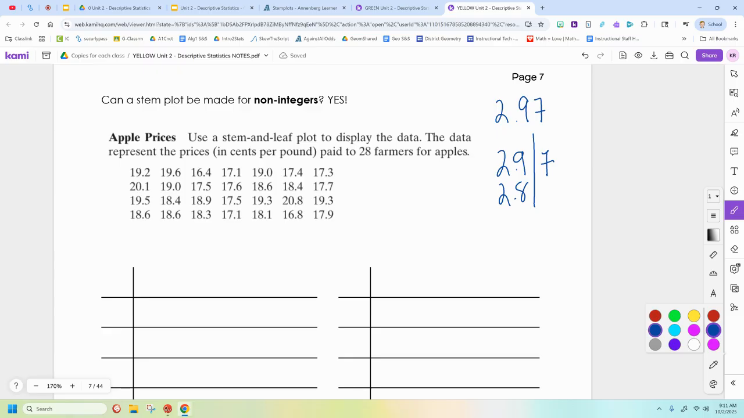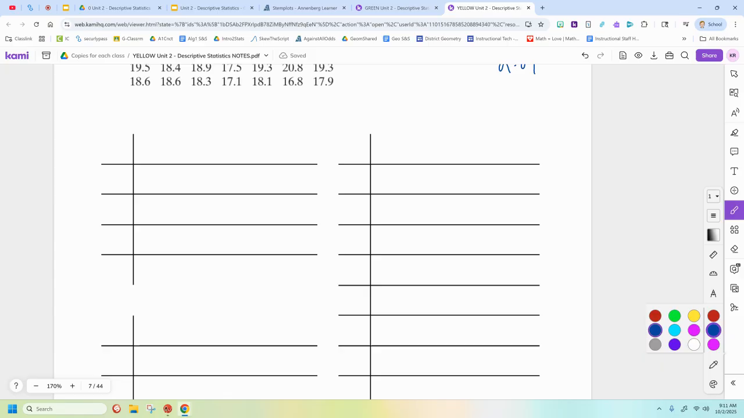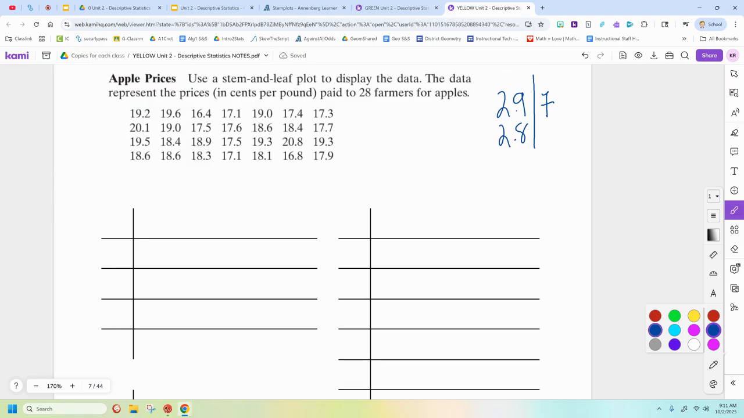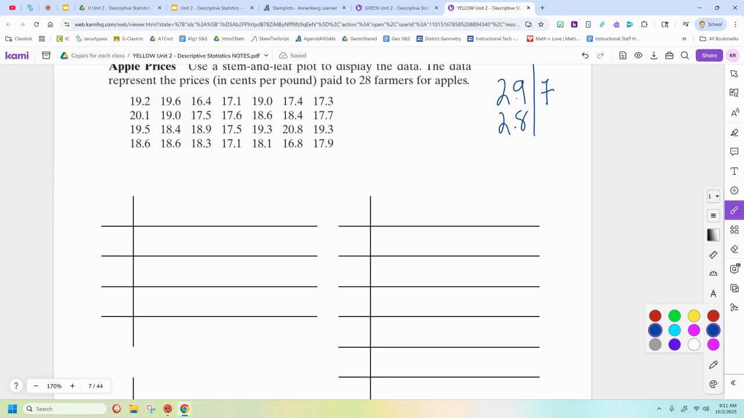So with this, we have data about the price in cents per pound. So we're talking about fractions of pennies now for apples for 28 farmers. Okay, so I have all of these things set up so we can do disorganized, organized, and then spread out. Okay? All right, so let's first of all just get our max and our min. What's our lowest price? What's our highest price?